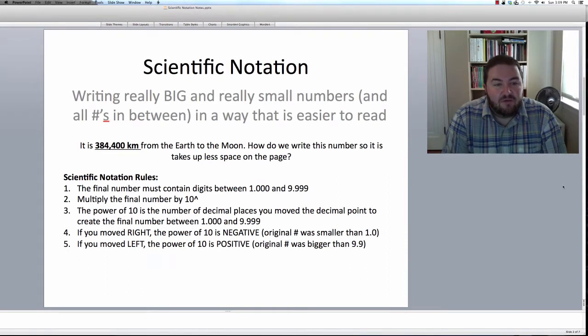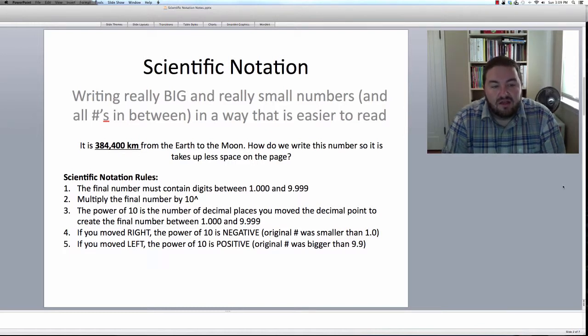So it's 384,400 kilometers from the Earth to the Moon on average. That's a pretty big number. So how do we write that so it takes up less space on the page? Well, here we have 5 rules for scientific notation. You'll probably want to pause as we go so you can get these recorded down in your Cornell notes, and I'll read through them as we go.